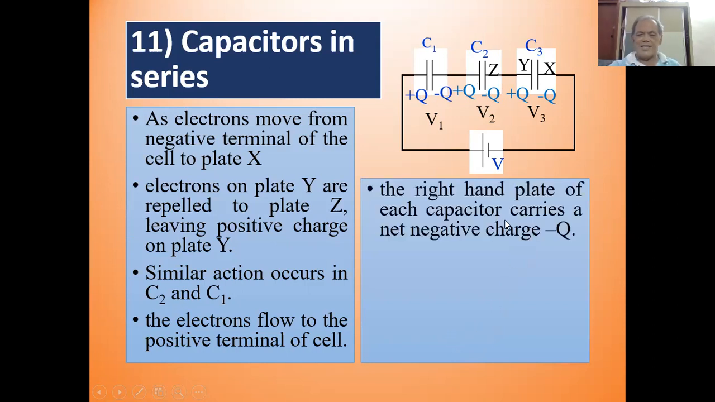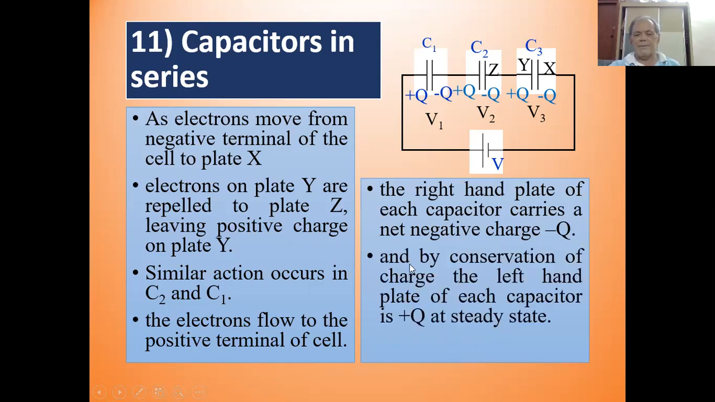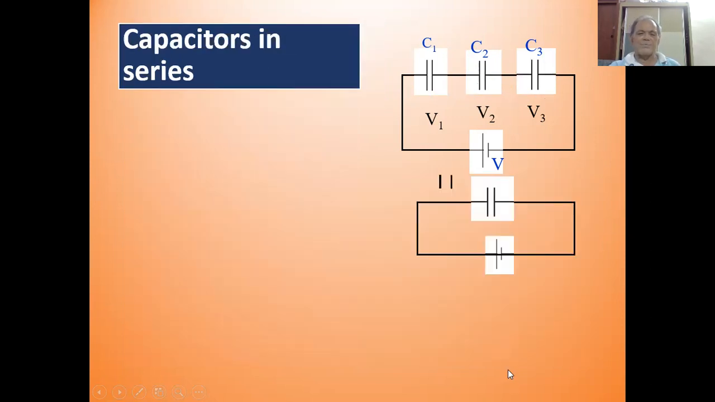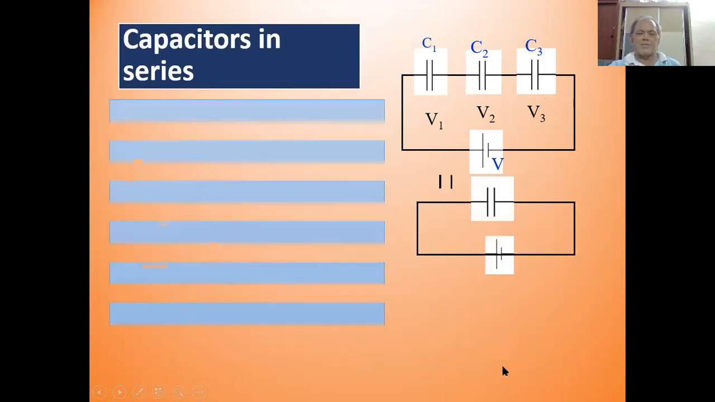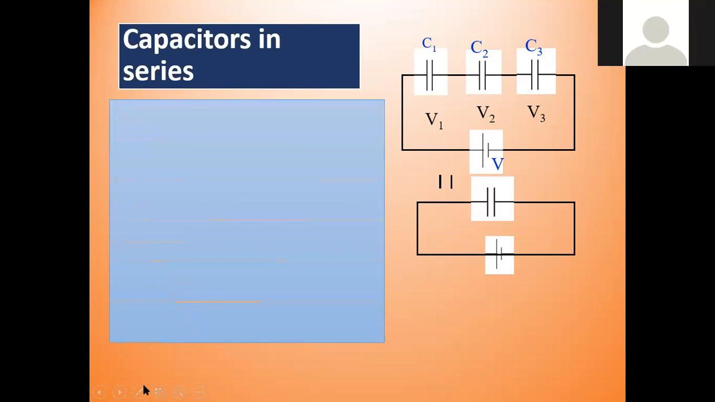Okay, that's what we say here. The right plate of each capacitor carries a net negative charge minus Q. Conservation of charge, the left hand plate, which is this one, in this case Y, is plus Q. So go back again.